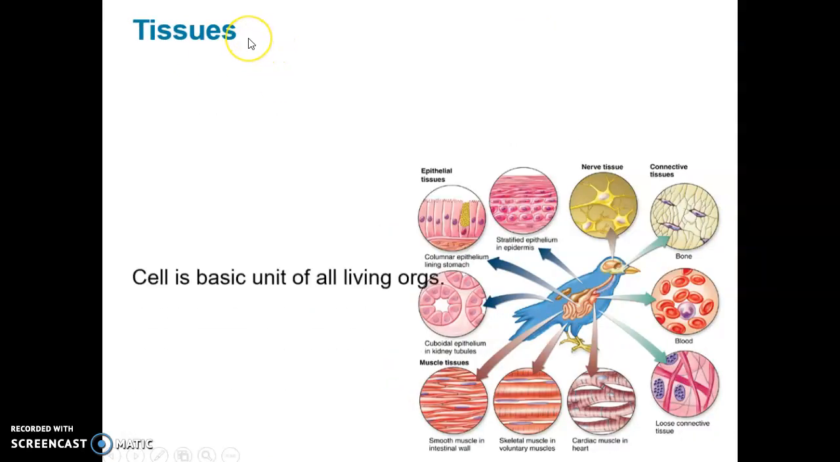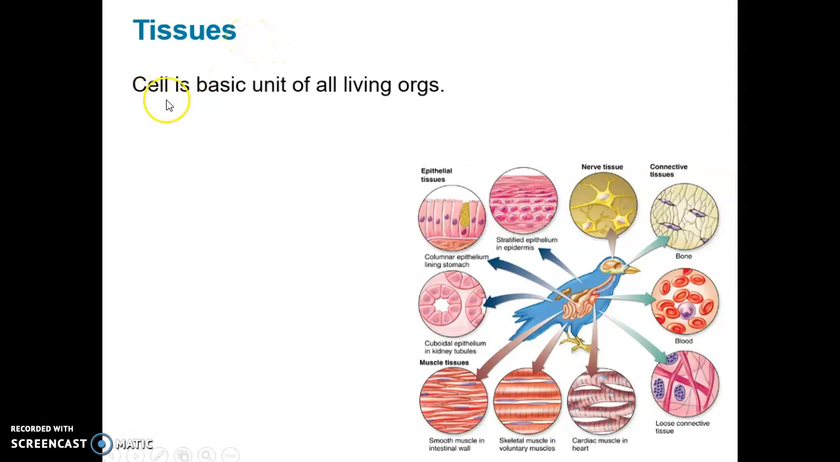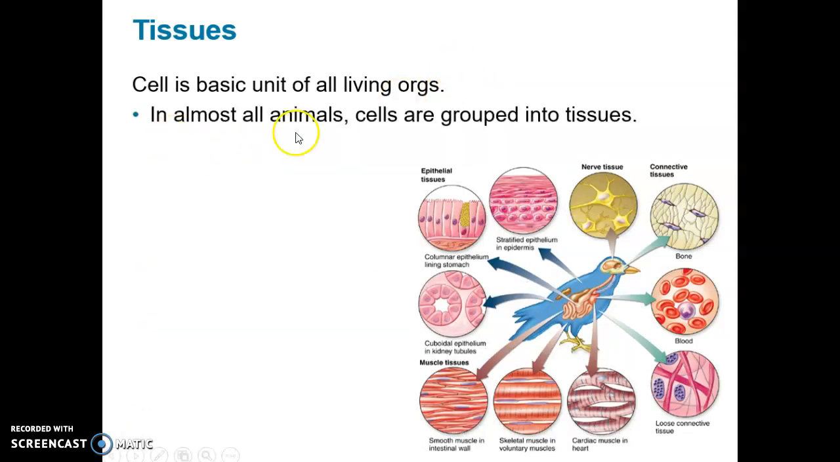So let's look at tissues. So the cell is a basic unit of all living organisms. Biologically speaking, if something is not comprised of a cell, it's not considered to be alive. And there's many single-celled organisms. We've talked about things like bacteria and protists, those sorts of things. In all animals, which are multicellular, cells are grouped into tissues. There's an exception with the sponges, but we won't get into that now.